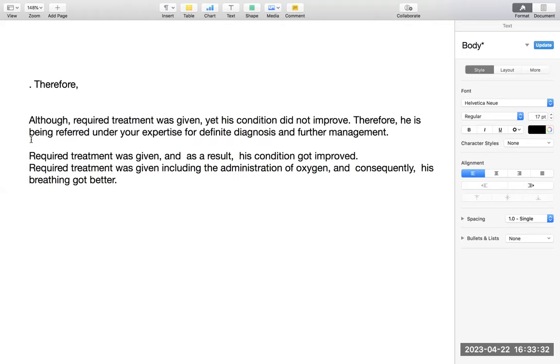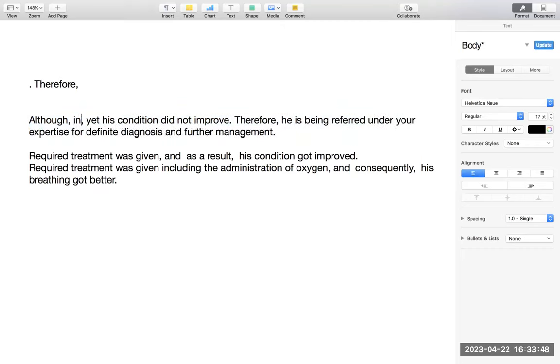And now see, the simple sentences become so beautiful. Although required treatment was given, yet his condition did not improve. Therefore, he is being referred under your expertise for definitive diagnosis and further management. And this line can also be, although investigations were done, please try and understand. You can say, although investigations were done, but then again after investigation you will have a diagnosis for sure.